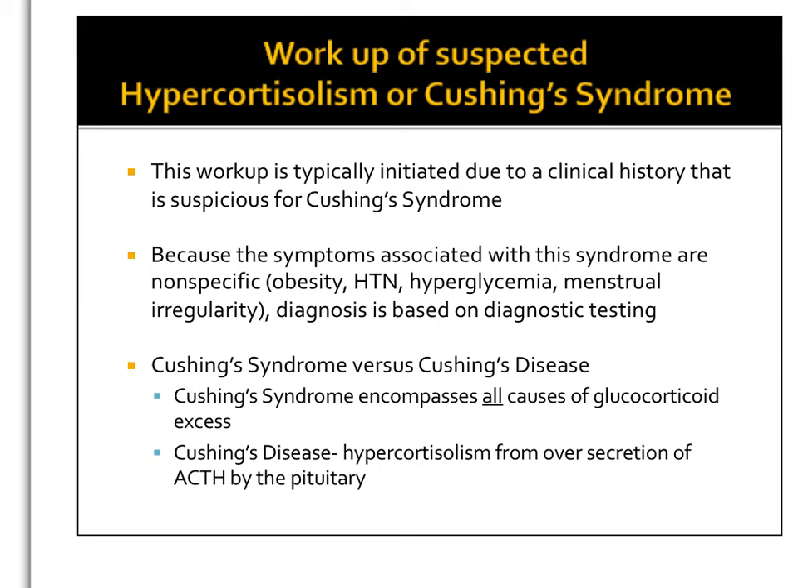Now, something really important for you to understand. There is a difference between Cushing's syndrome and Cushing's disease. Cushing's syndrome encompasses all causes of glucocorticoid excess, versus Cushing's disease, which is hypercortisolism from over-secretion of ACTH by the pituitary gland. So Cushing's disease has to do with something affecting the pituitary gland's release of ACTH, versus Cushing's syndrome, which encompasses all causes of glucocorticoid excess. So it's important that you're able to differentiate between those two, and I'm going to teach you about some tests that will help you decide between those two diseases.